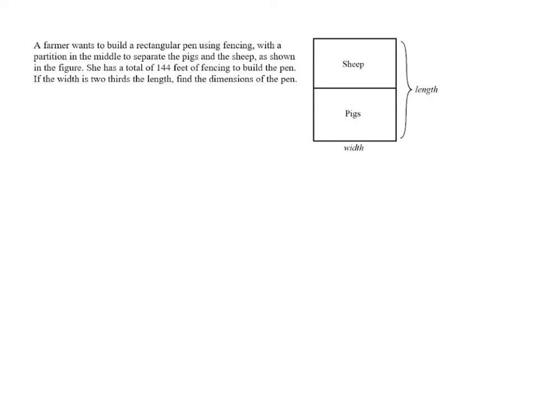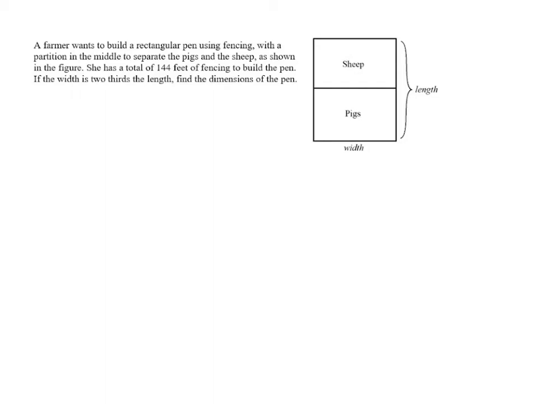A farmer wants to build a rectangular pen using fencing with a partition in the middle to separate the pigs and the sheep, as shown in the figure. She has a total of 144 feet of fencing to build the pen. If the width is 2/3 the length, find the dimensions of the pen.